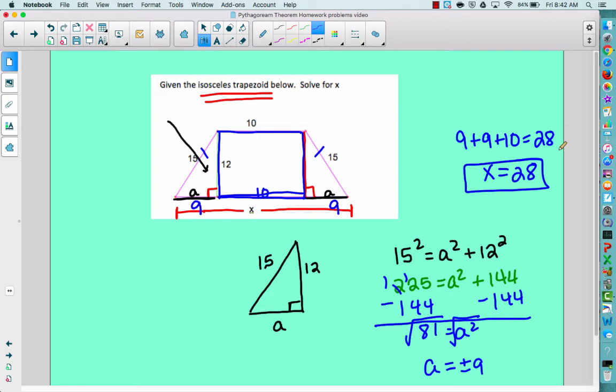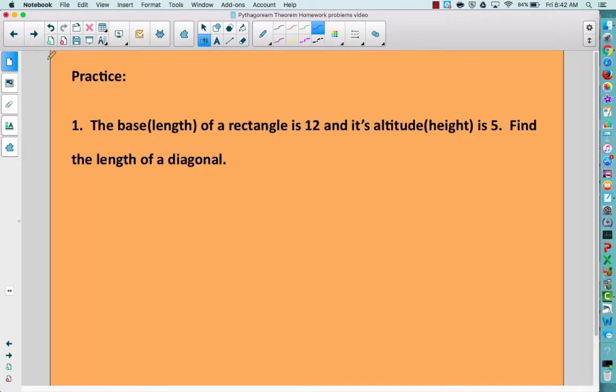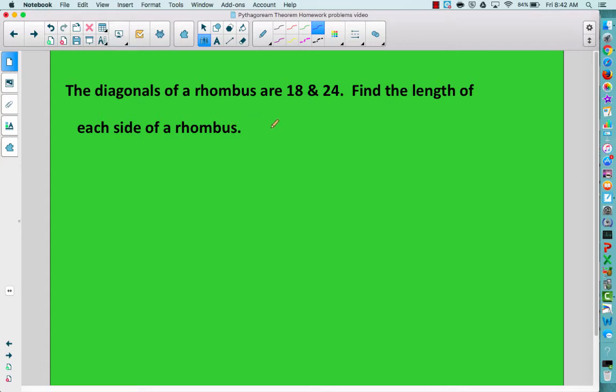So if you turn the page and go to question number 2. So number 1 you should be able to do. Number 2: the diagonals of a rhombus are 18 and 24. Find the length of each side of the rhombus.